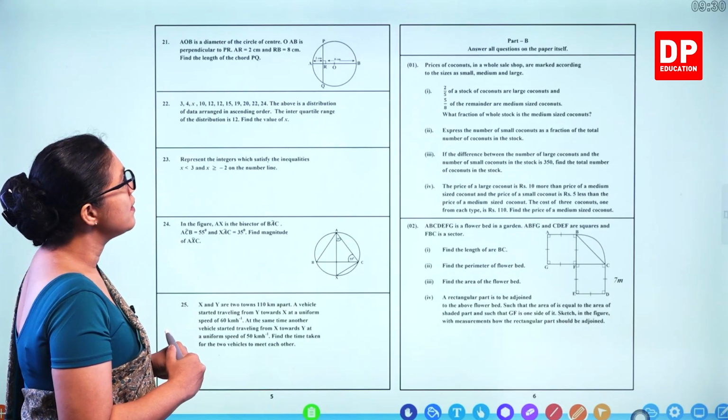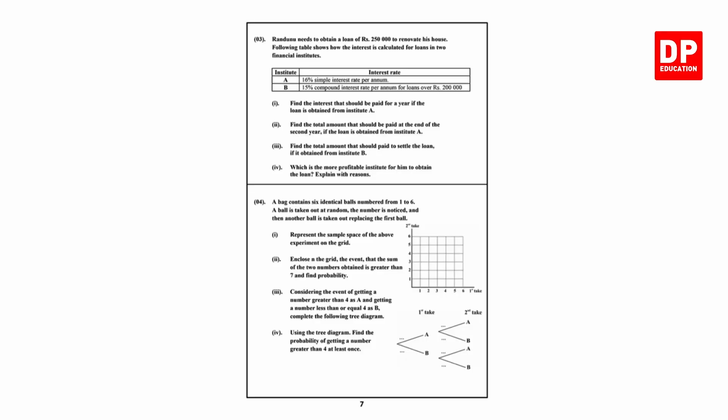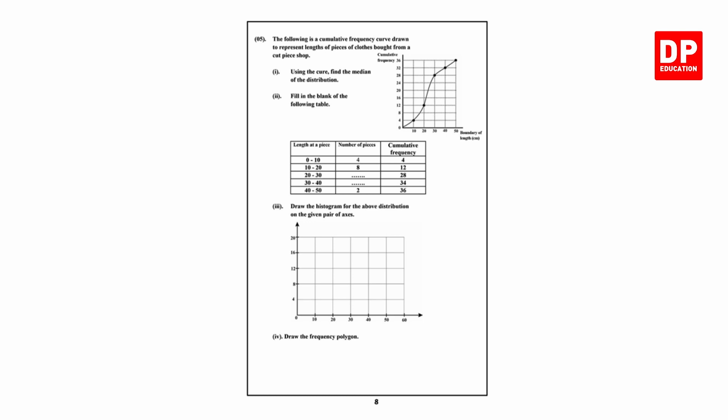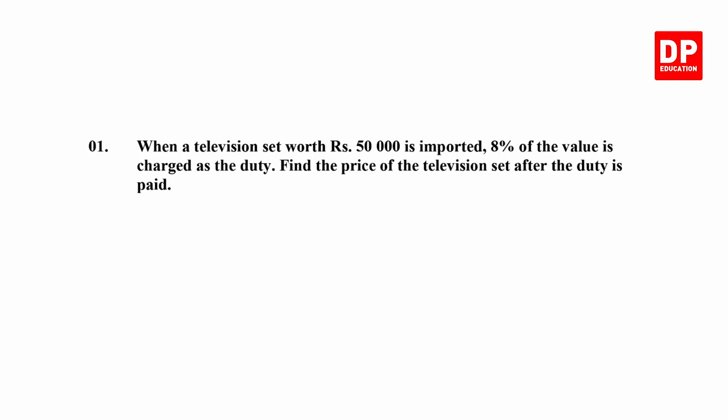Questions 1 and 2 are on the first page there. Then you get 3 and 4. And finally, you get the 5th question. So let's try this paper. Let's take question number 1.